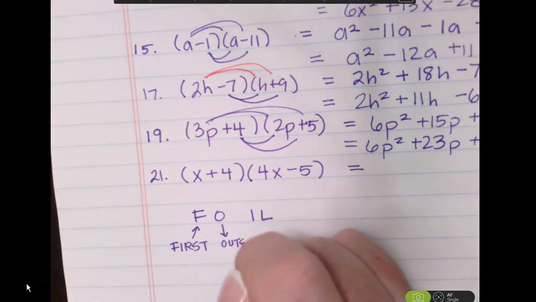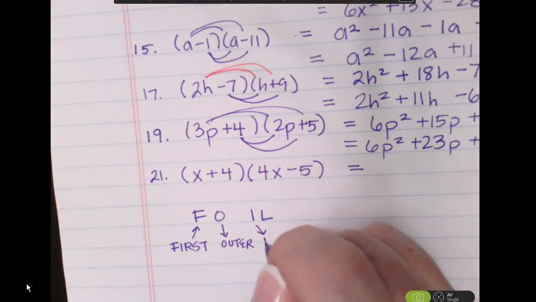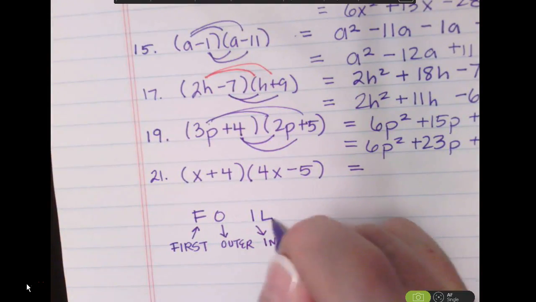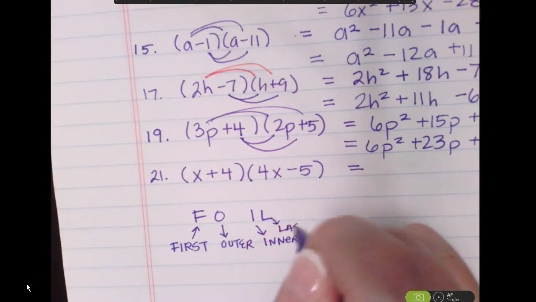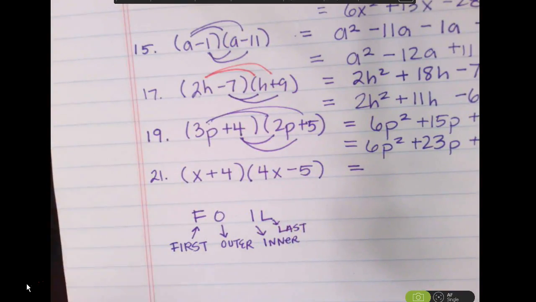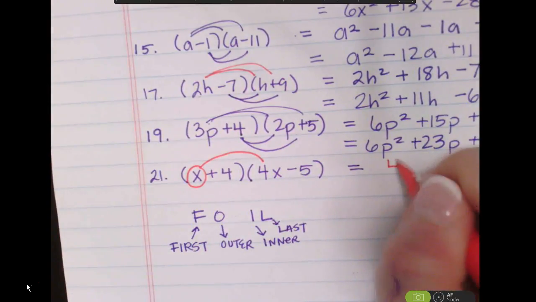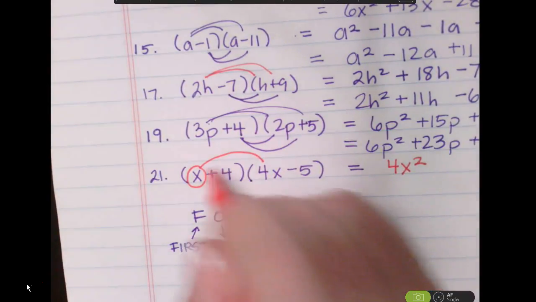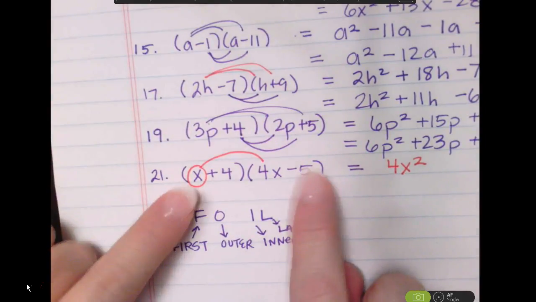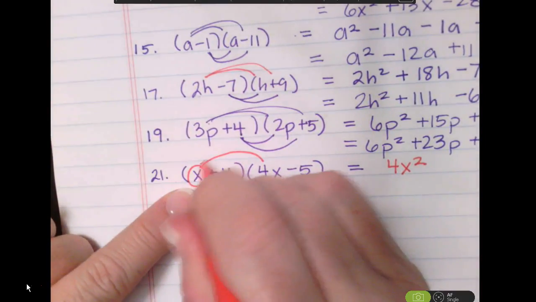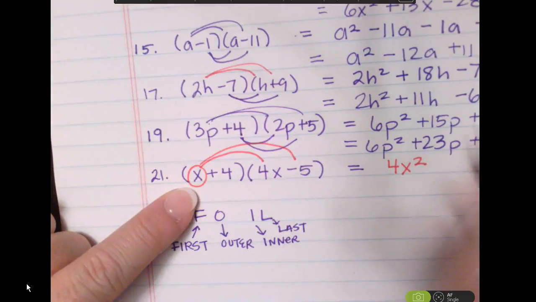outer, inner, and last. So what you can see is that we're multiplying the first terms. 4x times x is 4x squared. Then we're multiplying the two outer terms, which is x times minus 5, so minus 5x.